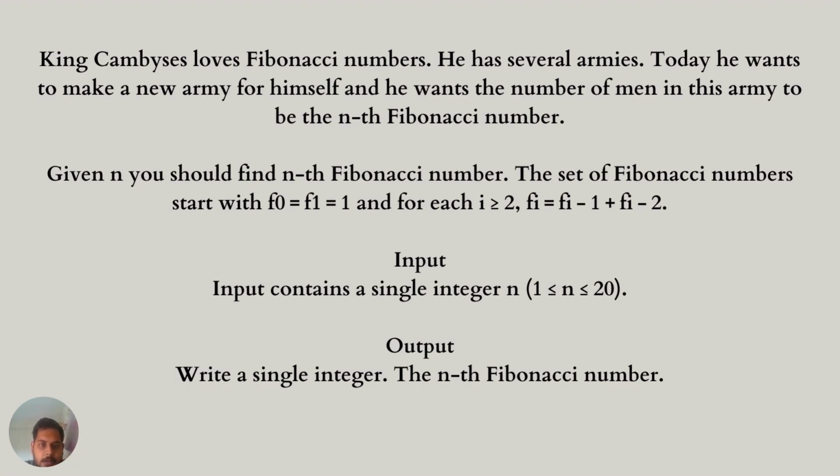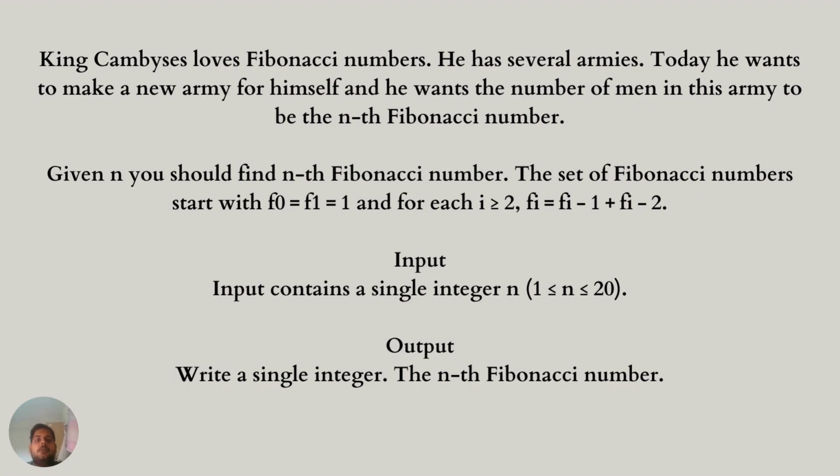He has several armies. Today he wants to make a new army for himself and he wants the number of men in his army to be the nth Fibonacci number. Given n, you should find the nth Fibonacci number. The set of Fibonacci numbers starts with f(0) equal to f(1) equal to 1. For each i greater than or equal to 2, f(i) equal to f(i-1) plus f(i-2).